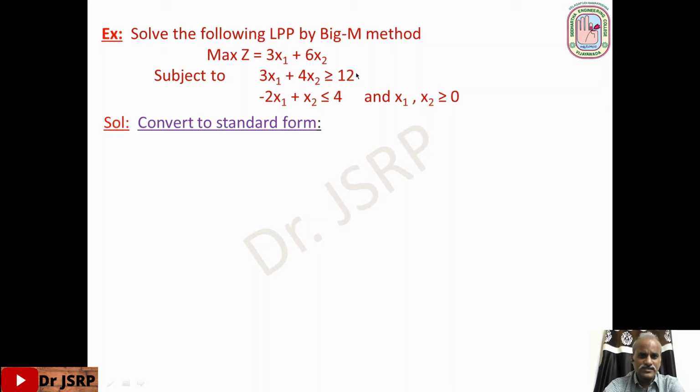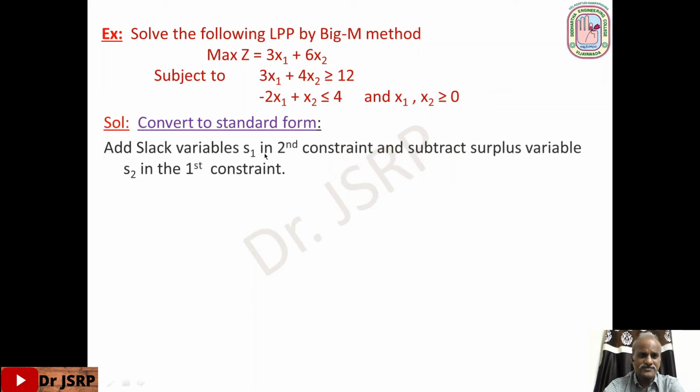The first constraint is greater than or equal type, so you have to subtract a surplus variable. The second constraint is less than or equal type, so you have to add a slack variable in the second constraint. So add slack variable S1 in the second constraint and subtract surplus variable S2 in the first constraint. The first constraint is 3x1 plus 4x2 minus S2 equal 12. The second constraint, adding slack variable S1, is minus 2x1 plus x2 plus S1 equal 4.